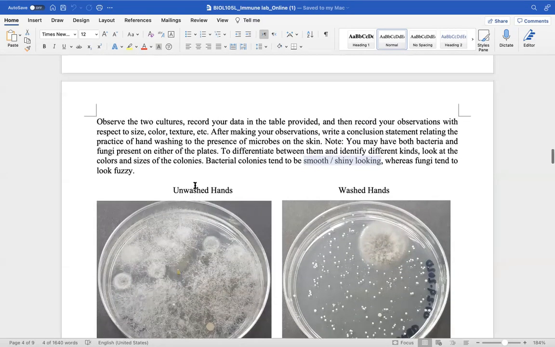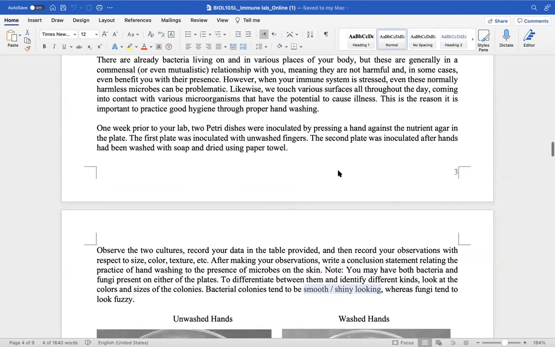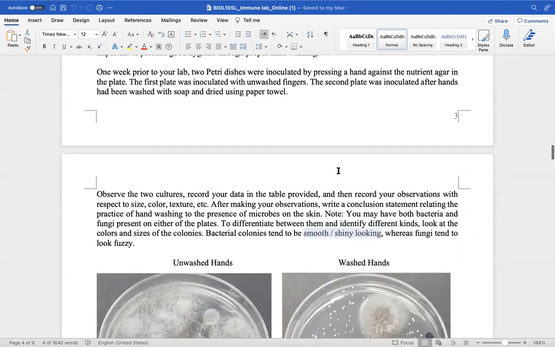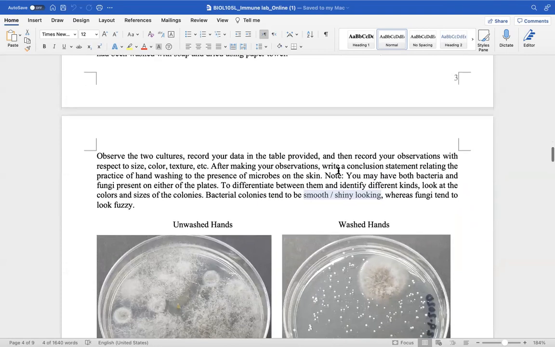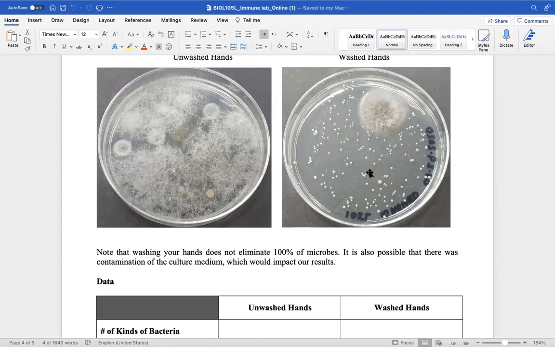We've created these two Petri dishes, and you can read how we've created these. They were inoculated by pressing a hand against the nutrient agar in the plate. The first plate was inoculated with unwashed fingers, and the second was inoculated after the hands had been washed with soap and dried using a paper towel. So, a pretty amazing difference here between the unwashed and the washed hands. Also, notice that on the right, washing your hands doesn't eliminate 100% of microbes. And it's also possible that there was a contamination of the culture medium, which would impact the results. So there are still some bacteria present if there was some sort of contamination.